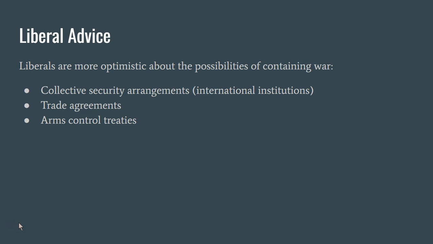What about liberal advice? Well, liberals are going to be more optimistic about the possibilities of containing war than realists. Duh, we know that. Why? Well, liberals will advise that it's possible to build collective security arrangements that work. These are international institutions that focus on peace and security. They can take many forms. Ideally, for liberals, they'd be universal, like the United Nations.